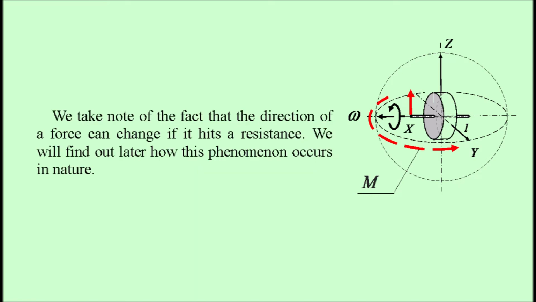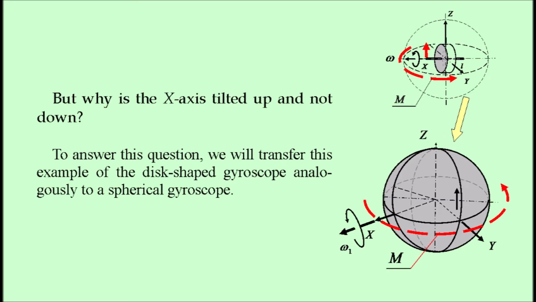We take note of the fact that the direction of a force can change if it hits a resistance. We will find out later how this phenomenon occurs in nature. But why is the x-axis tilted up and not down? To answer this question, we will transfer this example of the disc-shaped gyroscope analogously to a spherical gyroscope.